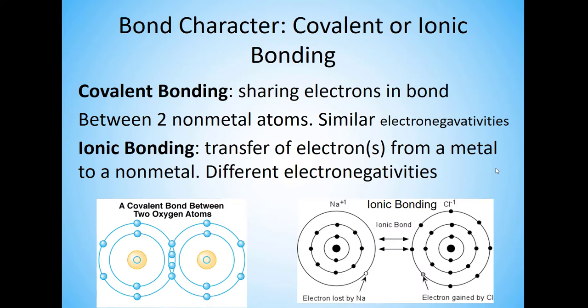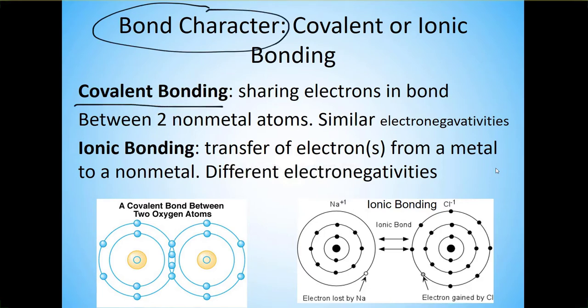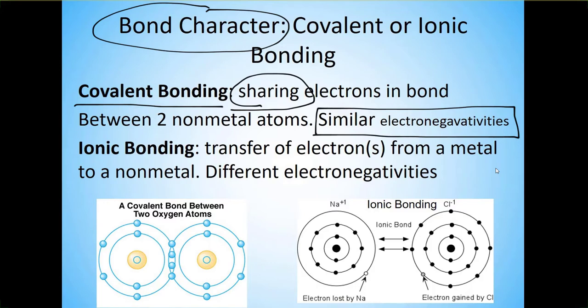Let's talk about ionic and covalent bonding. It's also called bond character. Covalent bonding has to do with sharing electrons. Electrons are shared when they have similar electronegativities. Covalent bonding occurs when a nonmetal bonds with a nonmetal.